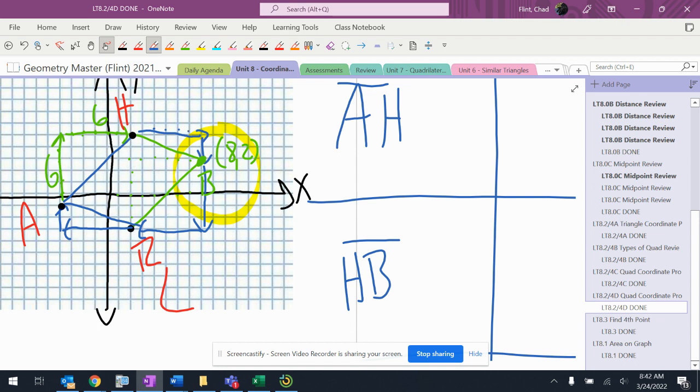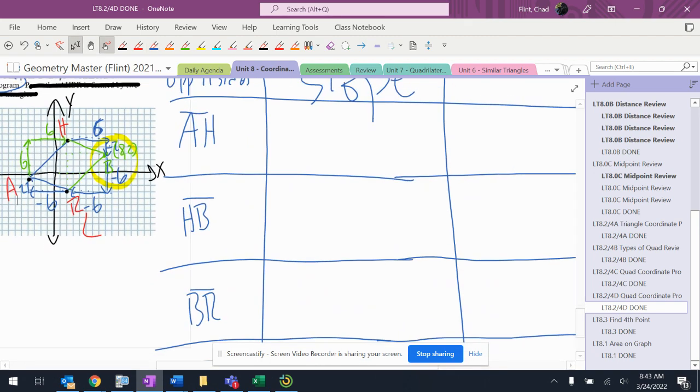1, 2, 3, 4, 5. I'm going 5 that way. I'm going down 2. That's not negative 5. It's 5 to the right. So it's not negative 5. Sorry about that. 1, 2, 3, 4, 5, 6 down. 1, 2, 3, 4, 5, 6 to the left. Hang on, I'm counting something wrong. 1, 2, 3, 4, 5. That's 6. And that is 2. 1, 2, 3, 4, 5, 6 to the left. Up 2. All right, there we go. Had some counting issues with this one.